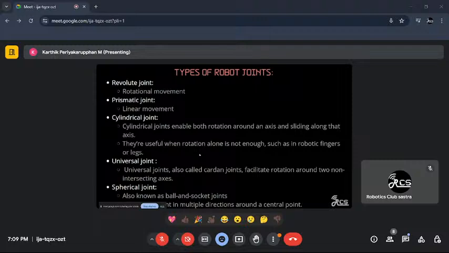Now, the cylindrical joint enables both rotation and sliding along the axis, which means it involves both prismatic and revolute joints. And the universal joint, also called the cardan joint, facilitates rotation around two non-intersecting axes. So there is no prismatic motion in the universal joint, only rotation is available. And the spherical joint, also called a ball and socket joint, lets the link rotate around the x-axis, y-axis, or z-axis. So let us go into some videos to understand these joints.